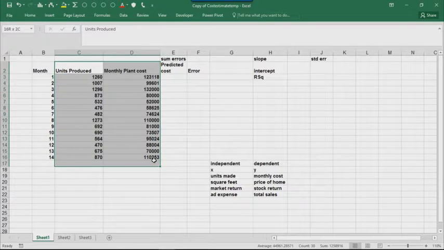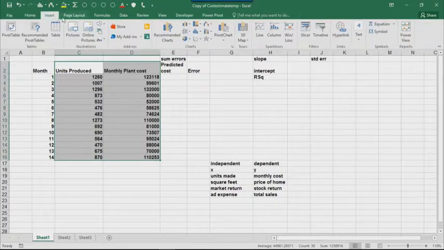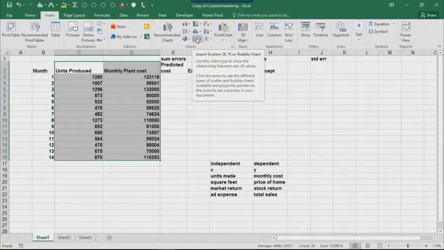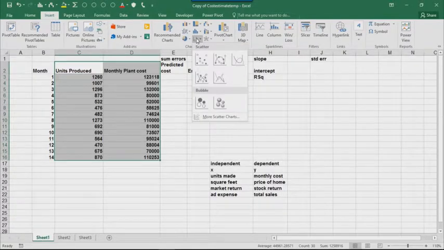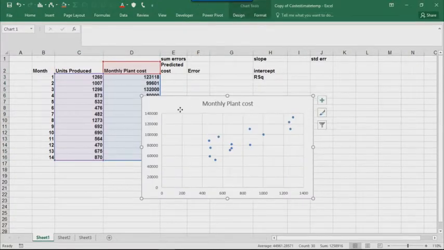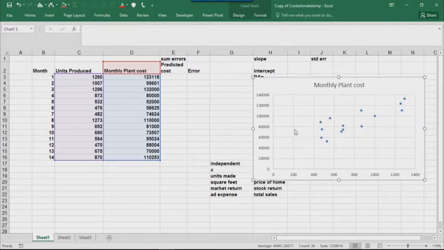So we select the data, including the headings, and you do a scatter plot. Please don't do a line plot. The scatter plot is right here. So you do a scatter plot, and we'll just have the dots there. Now if we take a look at this, it looks like a straight line should fit this data. On the x-axis is units made, y-axis is total cost of running the plant. It looks like there should be a straight line going right through those points.